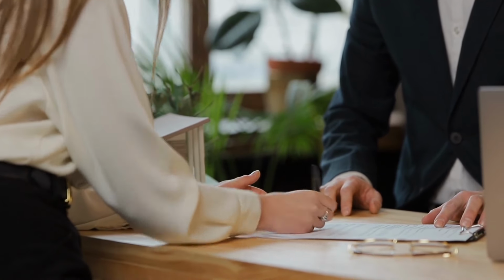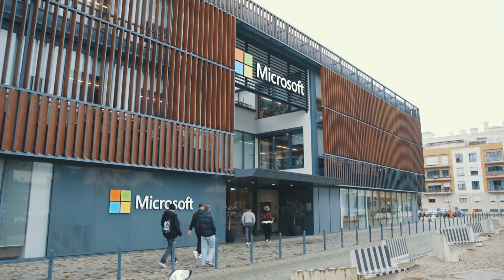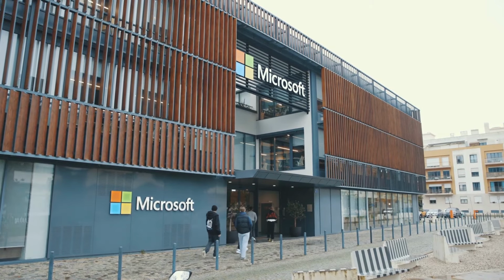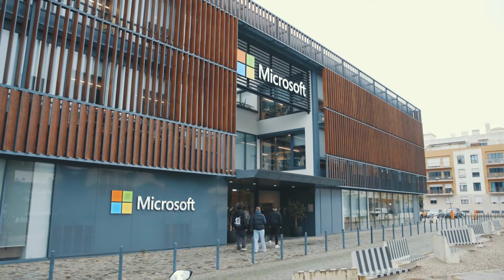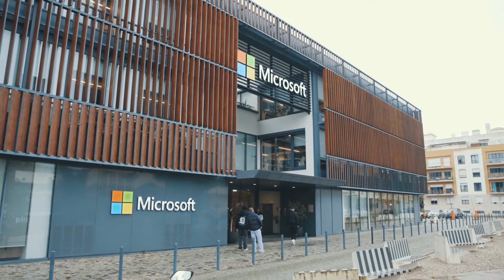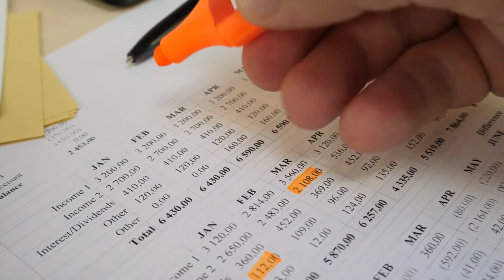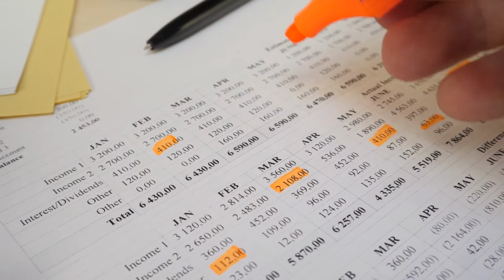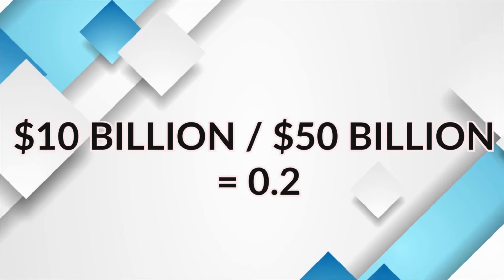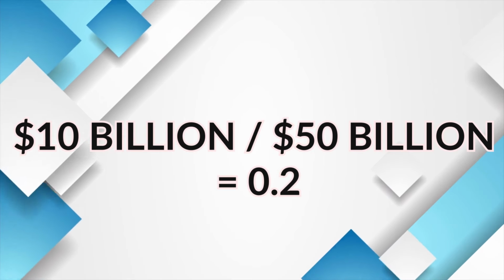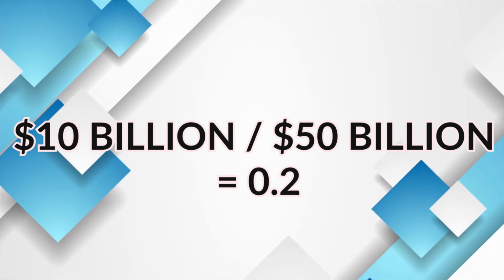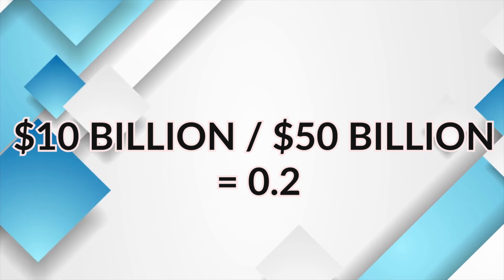Now, Microsoft has a negative net debt, meaning it can pay off its debt entirely with readily available cash. So, we will use a fictitious example to illustrate how the net debt to EBITDA ratio works. If a company has a net debt of $10 billion and an EBITDA of $50 billion, the resulting net debt to EBITDA ratio is 0.2.